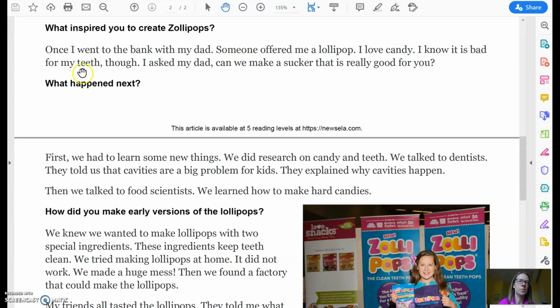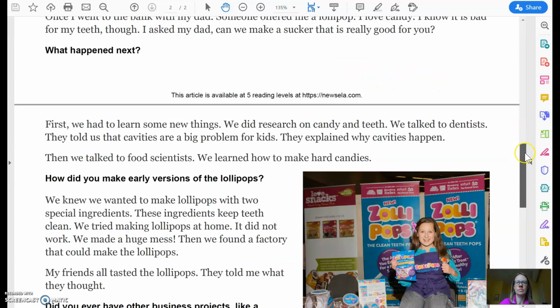Let's read it together. What inspired you to create lollipops? Once I went to the bank with my dad. Someone offered me a lollipop. I love candy. I know it is bad for my teeth, though. I asked my dad, can we make a sucker that is really good for you? Now you please read from here to here.